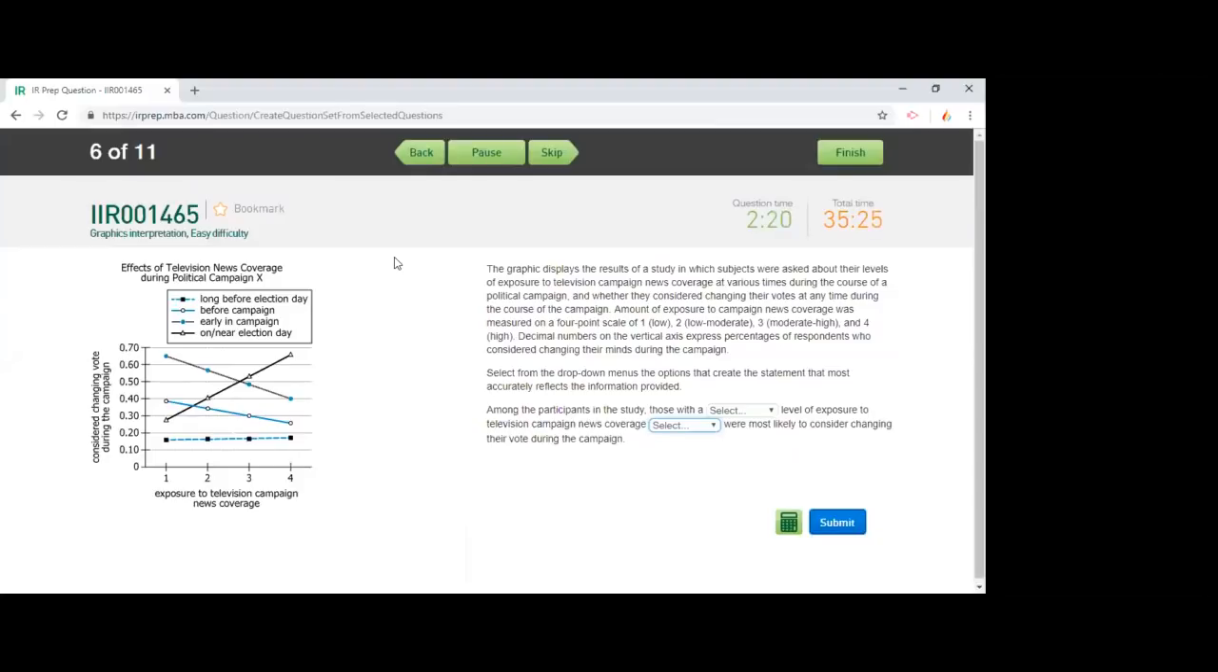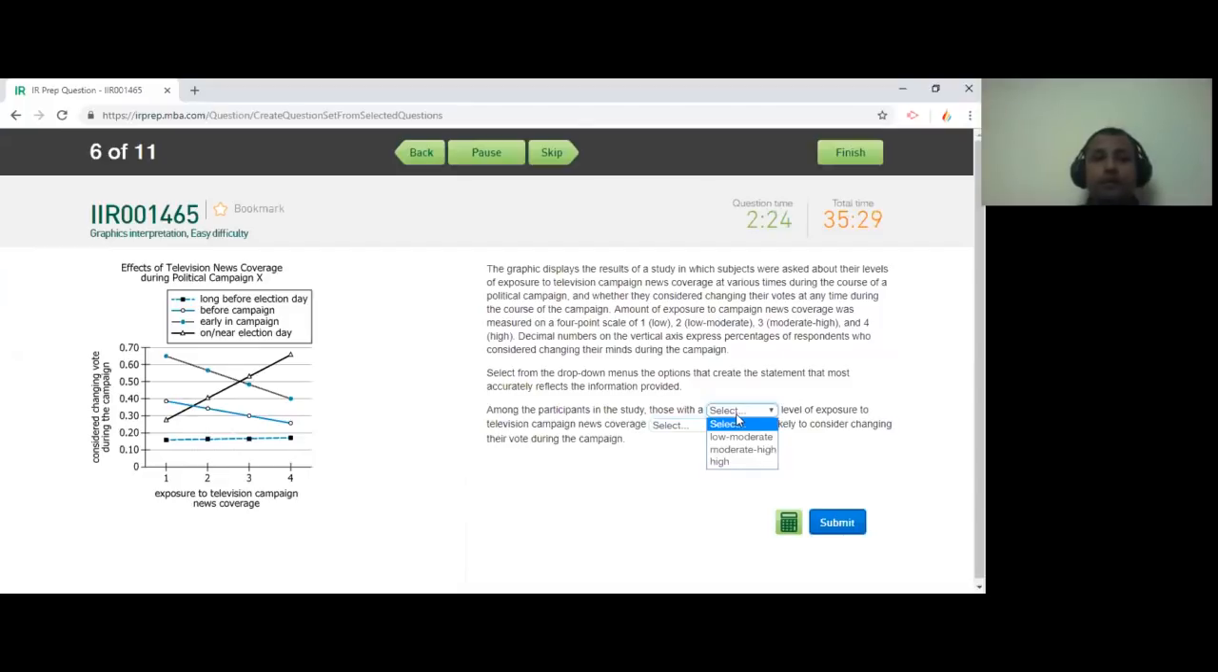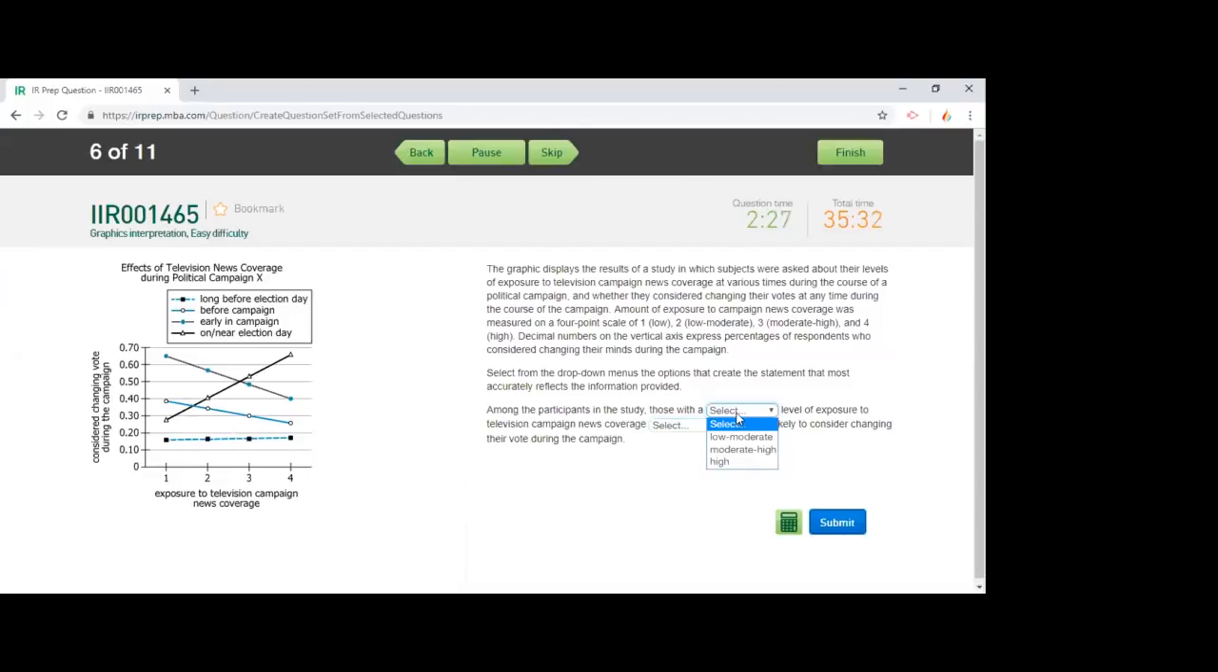In the first drop down, we don't have the option for low, right? Okay. So I'm eliminating the points above 0.6, whatever percentage is there. It's highest when it is at 1, so I'm not considering that. In that case, I would select the black line with the triangles, and the highest probability of changing my vote is on or near election day.